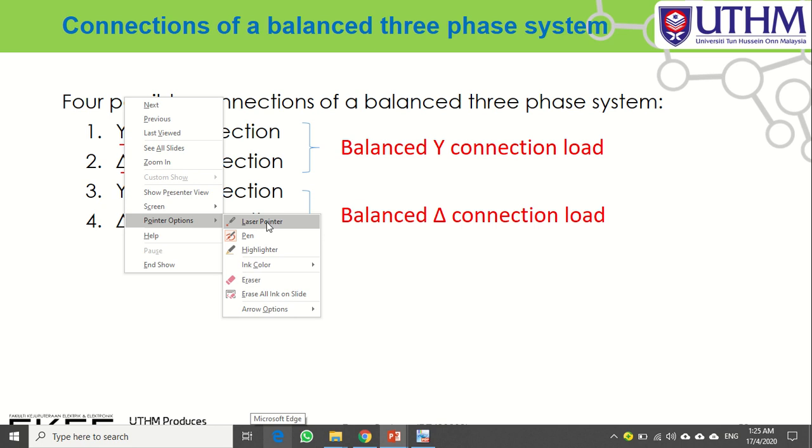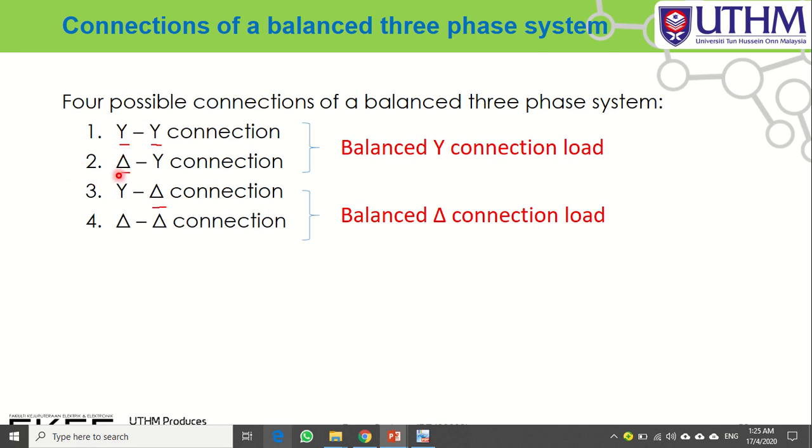Okay, can you follow me? Number two, we have a delta-Y connection. In this case, we have a delta source and Y load. Number three, we have a Y source and we have a delta load. We call it Y-delta connection. Number four, we have a delta-delta connection, balanced delta connection load. So we have four different configurations of balanced three-phase system. Okay, so we try to discuss one by one.